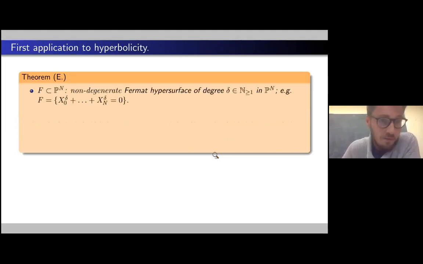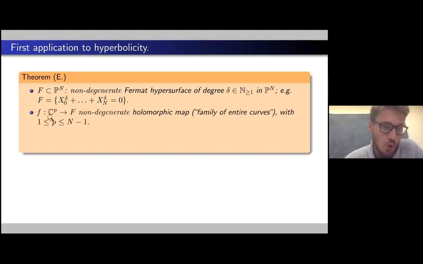So we take F inside the projective space of dimension n, a non-degenerate Fermat hypersurface of degree delta. So what does it mean to be non-degenerate? In full generality, a Fermat hypersurface is a hypersurface defined by an equation of the following form, where we allow coefficients before the powers of the homogeneous coordinates. And requiring that it is non-degenerate means that we want all the coefficients to be non-zero. So we can then take them to be equal to 1 if we want.